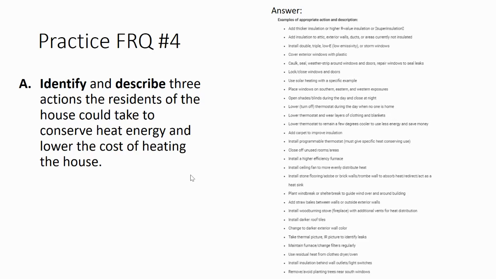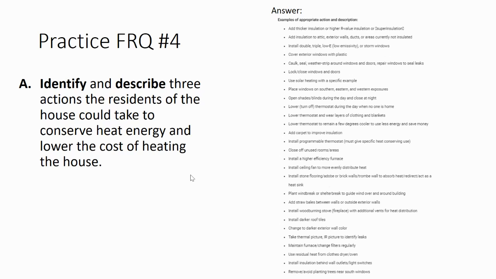So here are just some examples of an appropriate action with the following description. Remember, you had to provide 3 of those. You could have said something like add thicker insulation. You could add insulation to the attic and exterior walls. That's going to help conserve heat, which helps lower the dependency upon heat and energy. You could cover exterior windows with plastic, once again creating that type of insulation. You could use solar heating. You can obviously use passive solar heating, placing your windows on the southern, eastern, or western sides to increase exposure to the heat from the sun.